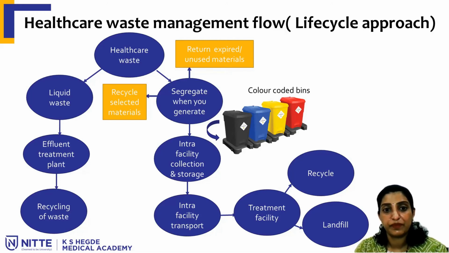When we segregate at the point of generation, there is segregation into color-coded bins. There are 4 color-coded bins, as you can see: black, blue, yellow, and red. These color-coded bins are used at every ward, at every point of generation. Waste is collected and stored for a small period of time before there is intra-facility transportation, and from the intra-facility transportation, it goes and is collected at the common storage point within the healthcare facility.